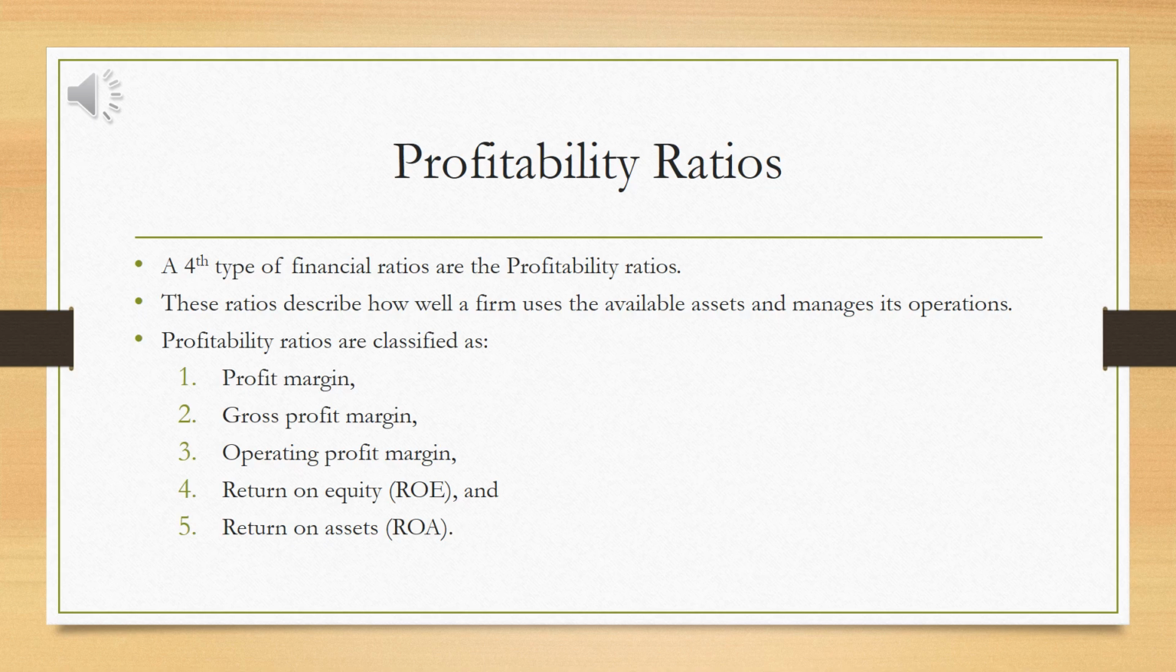These ratios describe how well a firm uses the available assets and manages its operations. Profitability ratios are classified as profit margin, gross profit margin, operating profit margin, return on equity, which is the ROE, and return on assets, ROA.